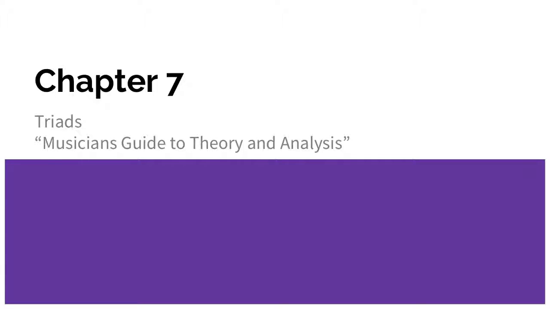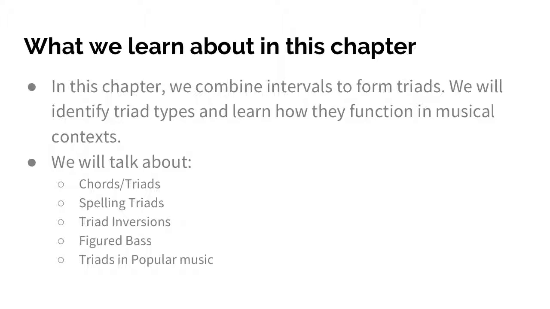Welcome to the Chapter 7 lecture on Triads from the Musician's Guide to Theory and Analysis. In this chapter, we're going to be learning about triads, how we combine intervals to form triads. We will identify triad types and learn how they function in different musical contexts.